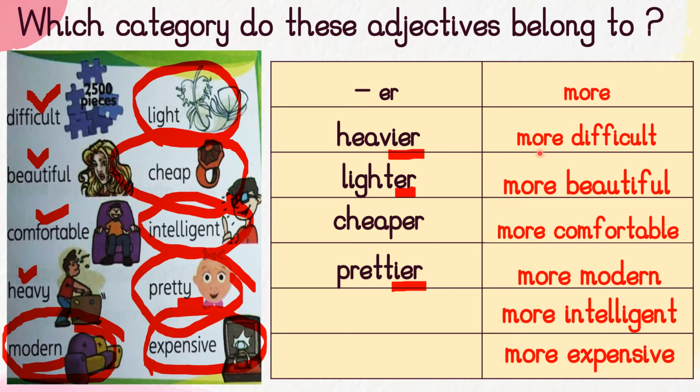We have more difficult. More beautiful. More comfortable. More modern. More intelligent. More expensive. Now we move on to the next one.